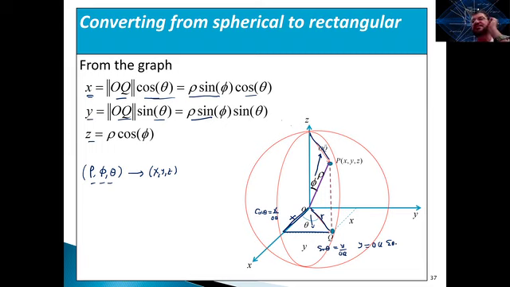How about z? Where is z, by the way? This is z. Z is adjacent to phi, isn't it? So we can say that cosine phi is the adjacent, which is z over rho. So that means z is equal to rho cosine phi, and this is what you have here, guys, from the graph. So if I want to change it to x, y, z, these are the three formulas you need to apply.